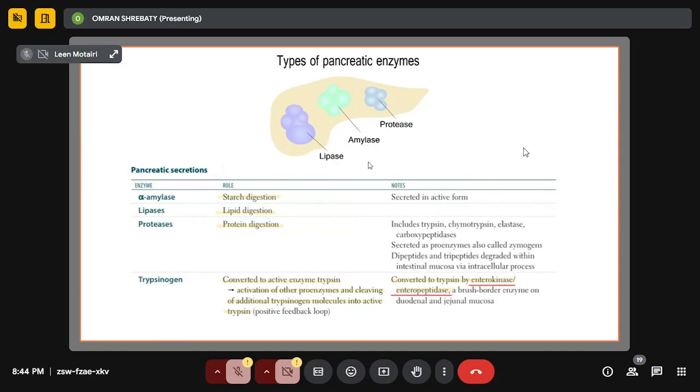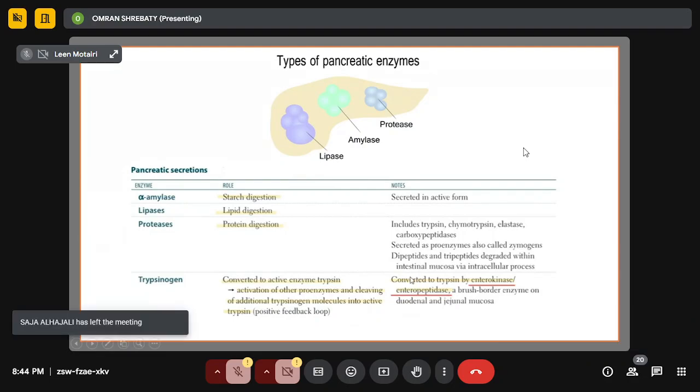And protease, it's for what? For protein digestion. Then we have trypsinogen, which is the inactive form. We should activate it and convert it into trypsin. So as we can see here, it is converted to the active enzyme, which is what? Trypsin. Then this trypsin will go and activate all the other pro-enzymes, as well as cleave additional trypsinogen molecules into active trypsin. So we call it a positive feedback. Trypsinogen is converted into trypsin, then this trypsin activates all the other pro-enzymes, as well as activating more trypsinogen into trypsin.